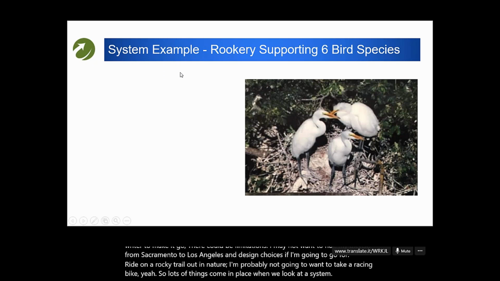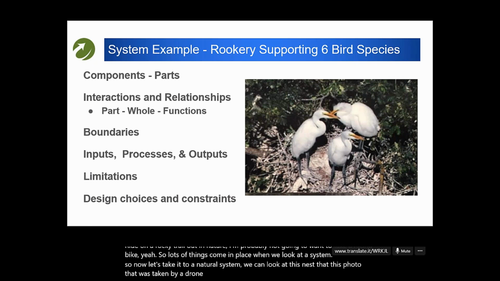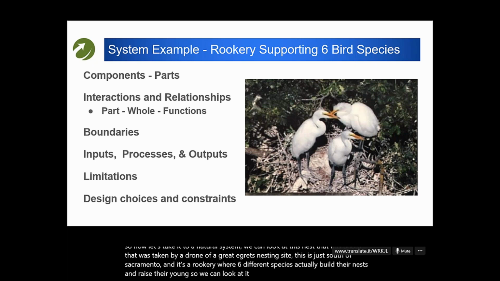So now let's take it to a natural system. We can look at this nest, this photo that was taken by a drone of a great egrets nesting site. This is just south of Sacramento, and it's a rookery where 6 different species actually build their nests and raise their young. So we can look at it just as a system that involves this one nest and the birds that reside in that one nest, and then we can expand it to include the surroundings that provide for their needs, for the food, everything.